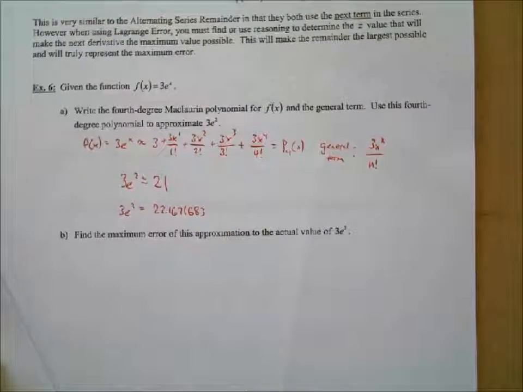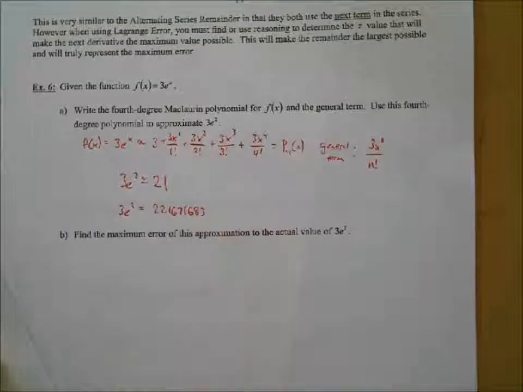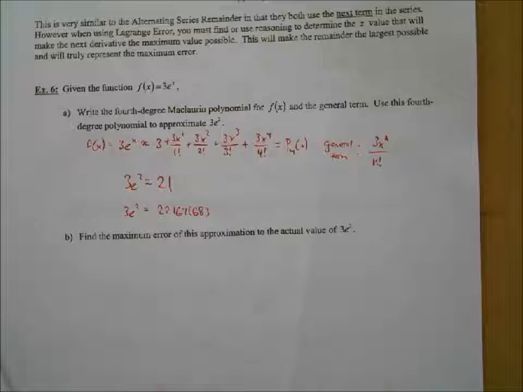We can see currently we have a pretty good approximation, right? We're saying it's 21 with this fourth degree, and it's really going to be 22.1671683, so on and so forth. It keeps going, right? So that's nothing new right there. This is something that we've been doing, very typical for this unit.